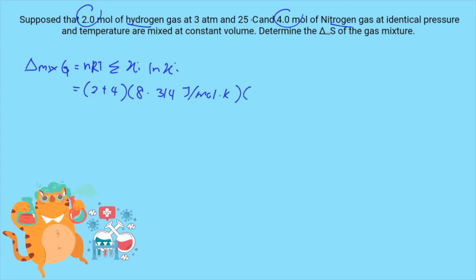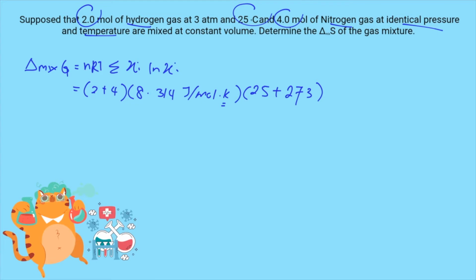And then moving on to your temperature. Given in the question, the temperature is 25 degrees Celsius, and the nitrogen also has the identical pressure and temperature. So we can assume that both of them have the same temperature, which is 25 degrees Celsius. But since your R, the gas constant, is in Kelvin, you need to convert this to Kelvin by adding 273. Then you can move on to the calculation of the mole fraction.